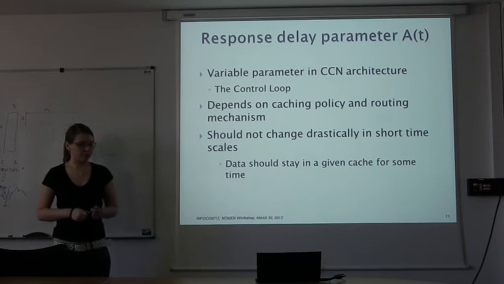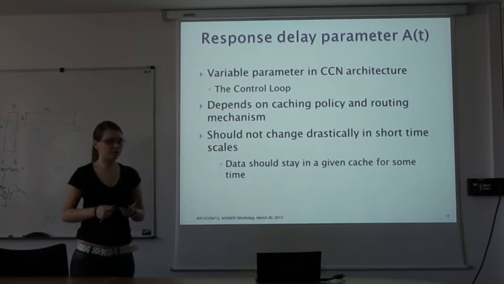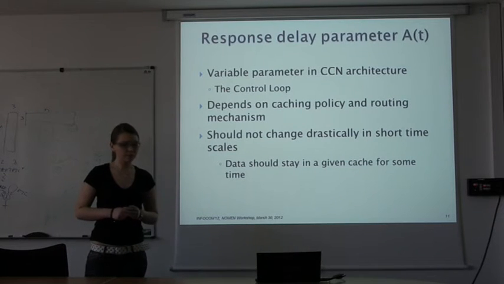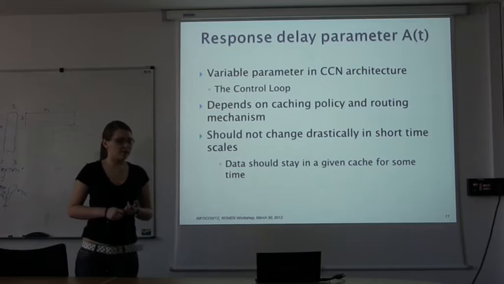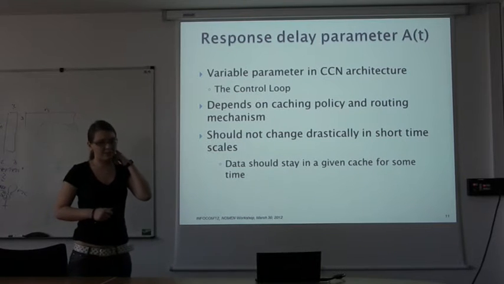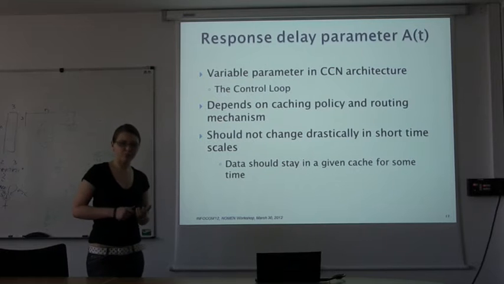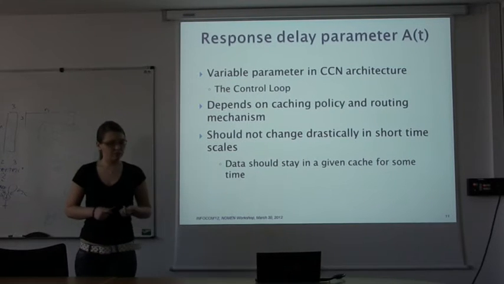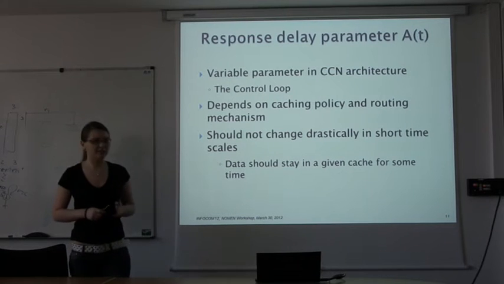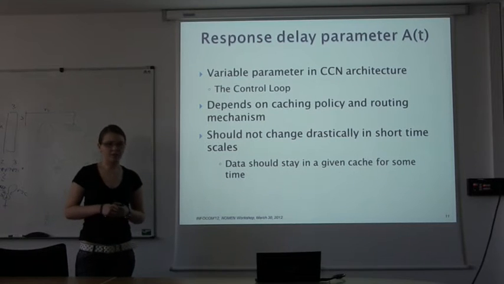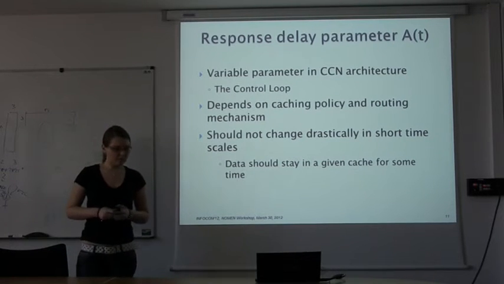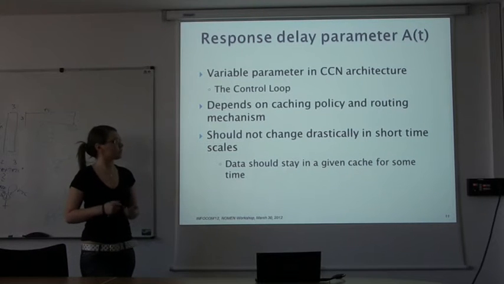So what about the response delay parameter? As I said before, it's not constant, so we use this parameter in our mechanism as a control loop. It depends on the caching policy and the routing mechanism applied in the network. But we suppose that the response delay should not change drastically in short time scales. It means that when data are in the same cache, the response delay for each chunk will be constant. So during some time, the response delay will be constant.